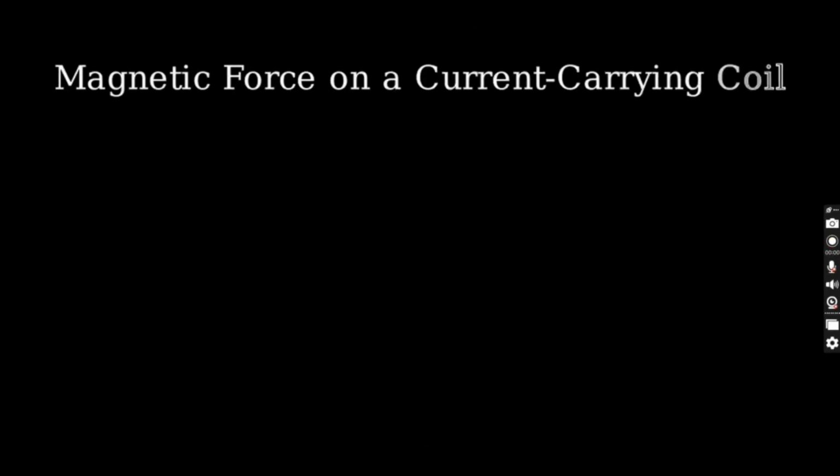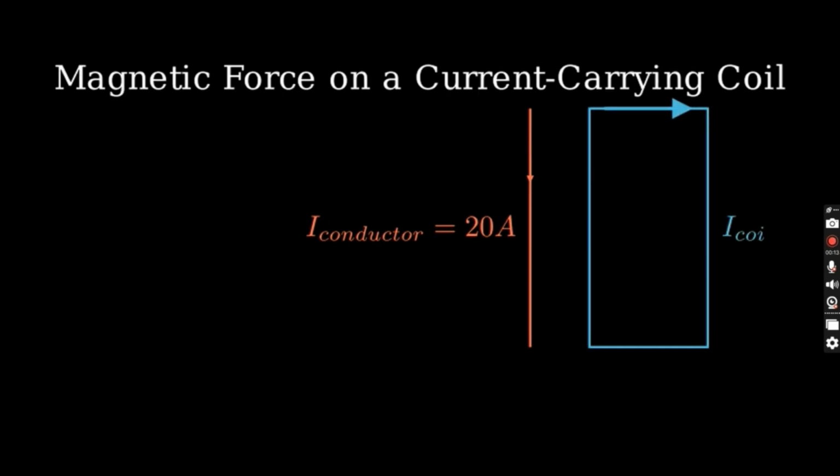Welcome to this physics problem, where we'll calculate the net force on a rectangular coil placed parallel to a current-carrying conductor. Let's first understand the setup. We have a long straight conductor carrying a current of 20 amperes. Parallel to this conductor, we have a rectangular coil with length 0.25 meters and breadth 0.1 meters, carrying a current of 12 amperes. The distance between the conductor and the closer side of the coil is 0.02 meters.